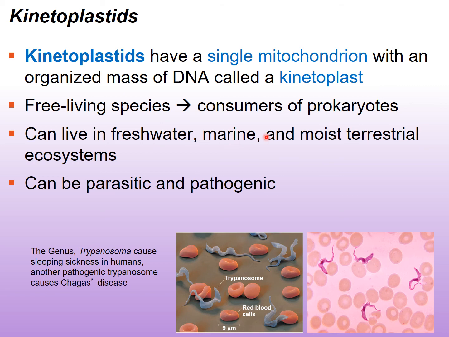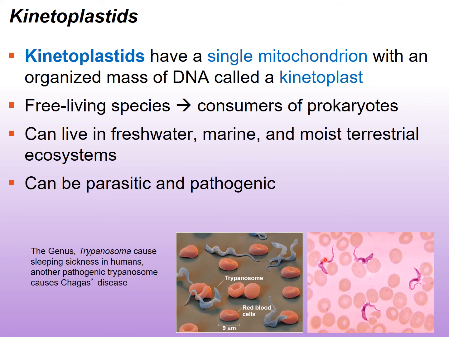Now, kinetoplasts can be free-living, and they're often consumers of prokaryotes, and they live in environments like freshwater and marine, so aquatic environments, and moist terrestrial environments. Now, some of them can be parasitic, and they can parasitize animals, plants, and other protists. So one really cool key example is the trypanosoma. Now, there's two trypanosoma species. One of them causes African sleeping sickness, and the other one causes Chagas disease in humans.